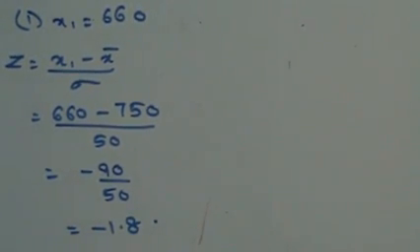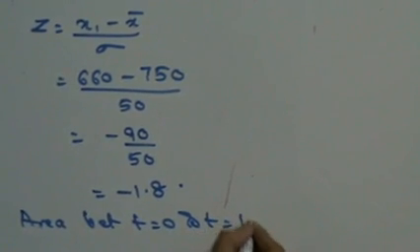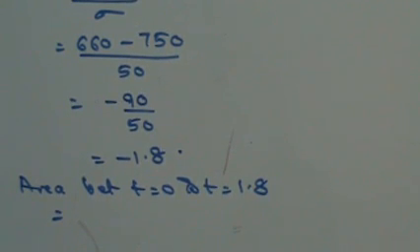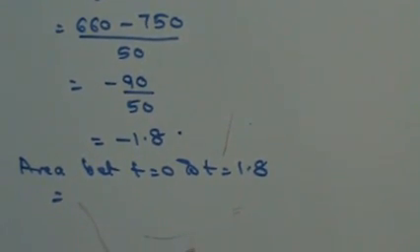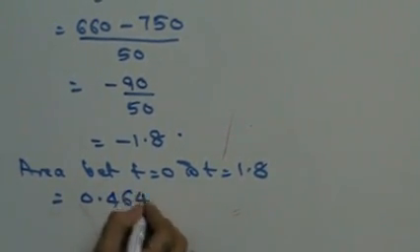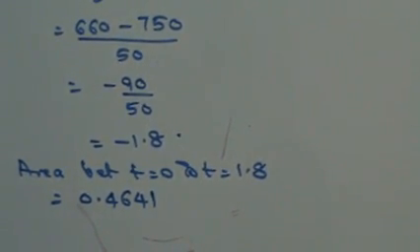Now the area between t is equal to 0 and t is equal to 1.8, either you will be required to find this from the table, or it will be given to you. The area will be given to you as 0.4641. This data will be given to you either in the sum, or they will give you the table from where you have to find this.